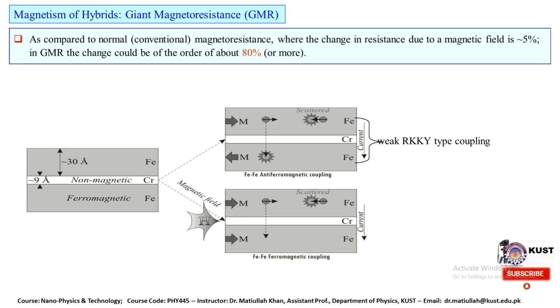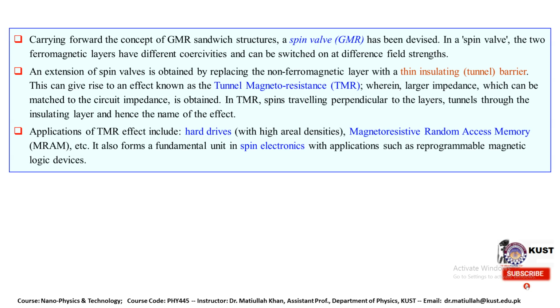Then we have the magnetism of hybrids, that is giant magnetoresistance, the GMR effect. Compared to conventional magnetoresistance, where the change in resistance due to magnetic field is around 5%, in GMR the change could be of the order of 80% or more. This is one of the properties of GMR, which has interesting applications and is widely used.